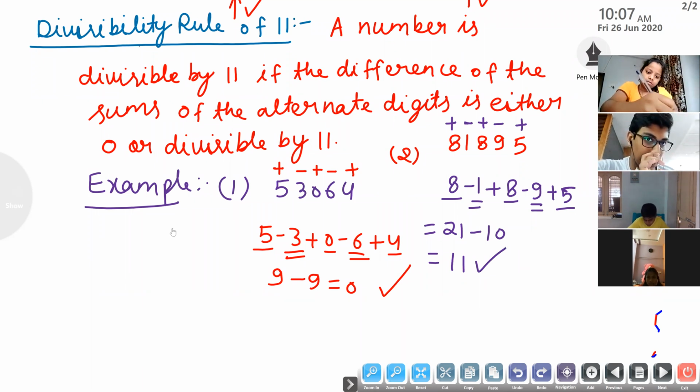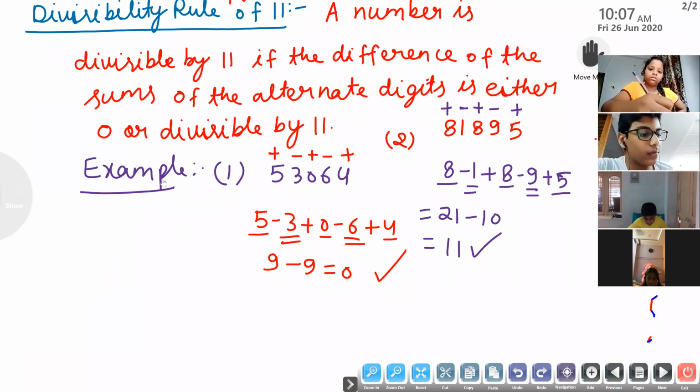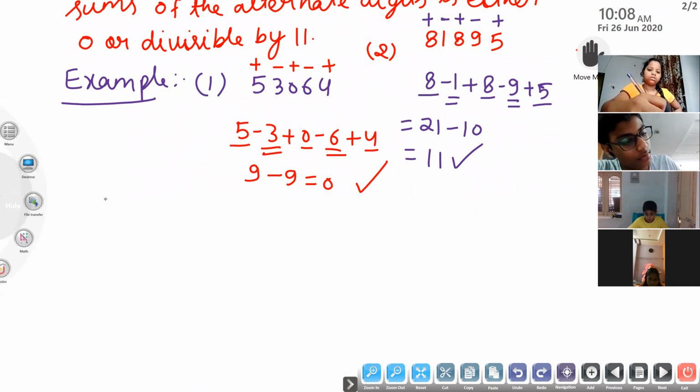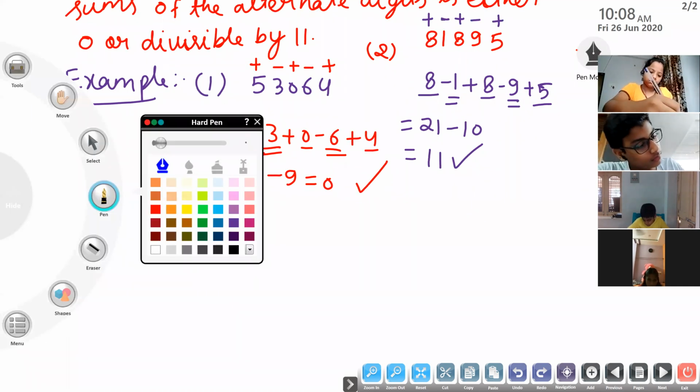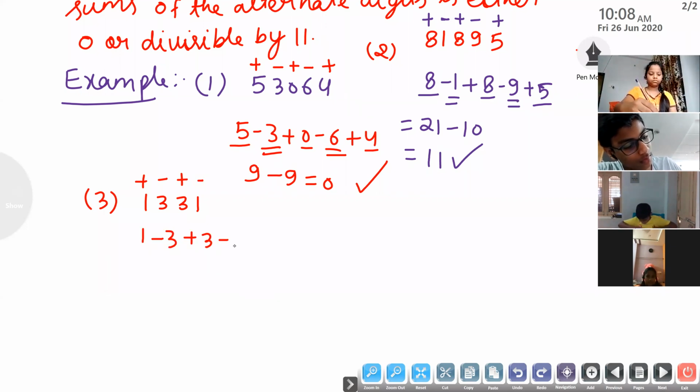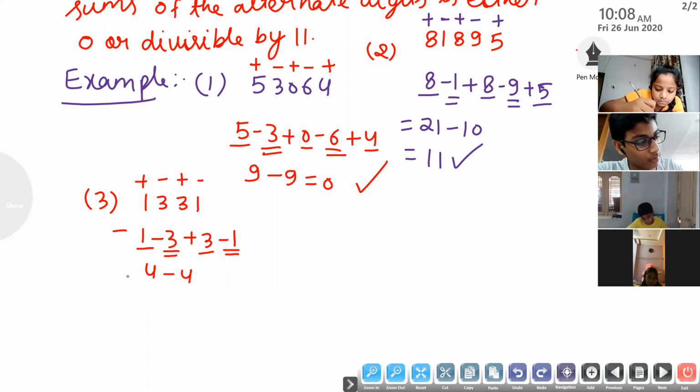Example 3, students. Third example, 1331. Again, plus minus plus minus. Plus 1 minus 3 plus 3 minus 1. Again, I want to check: plus 1 plus 3, plus 4. Minus 3 minus 1, minus 4. 4 minus 4 is equal to 0. This number is also divisible by 11.